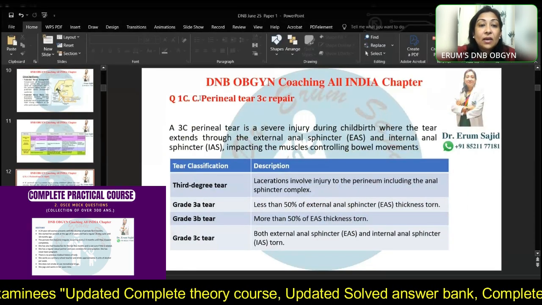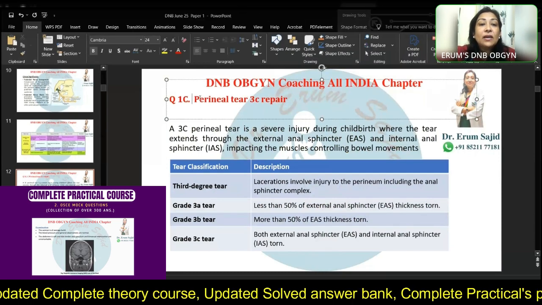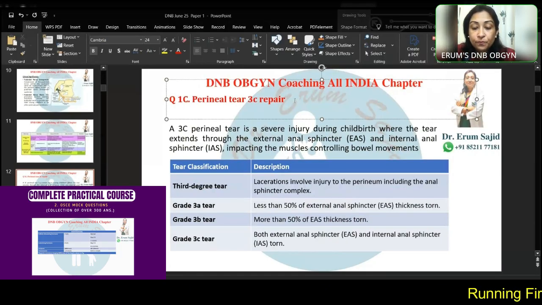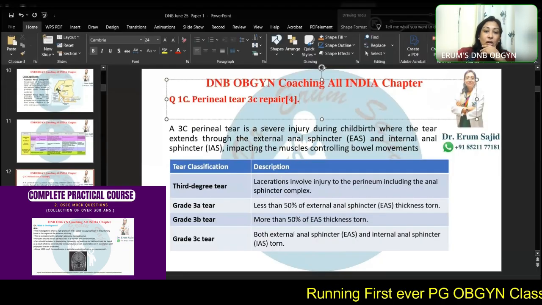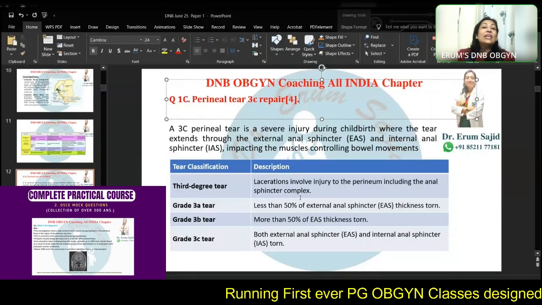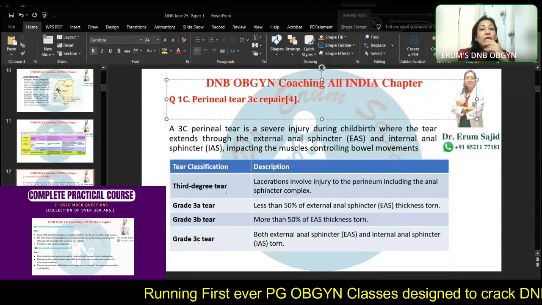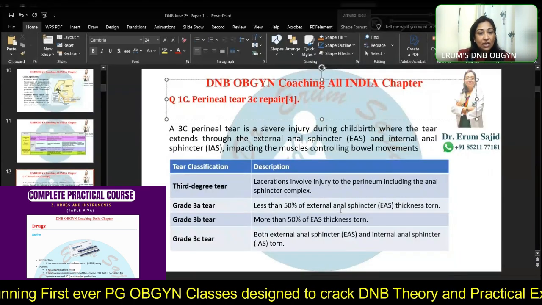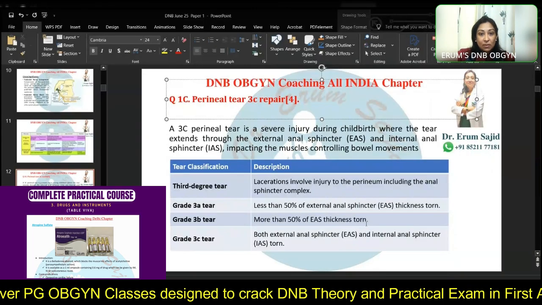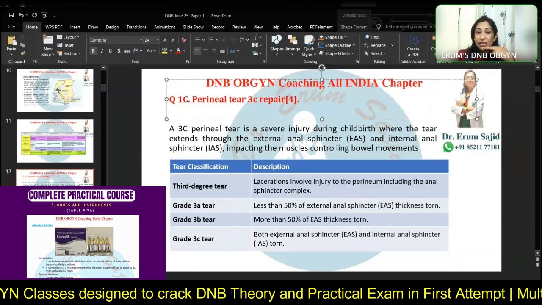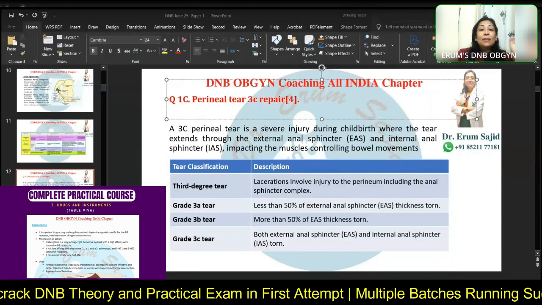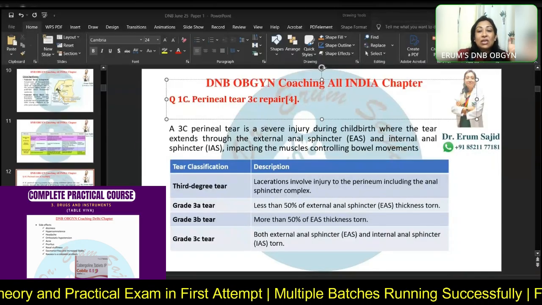Then there was a question on perineal 3C injury and its repair. This was a 4 marks question again. For this, you need to know the degree of perineal tear. So you have third degree only, and I have tried to tell you 3A, 3B, 3C. Less than 50% of the external anal sphincter is a 3A tear. More than 50% is a 3B tear, and involvement of the internal anal sphincter is 3C. And here we are talking about the repair of the 3C. The question exactly was, describe the steps of repair of a 3C perineal tear.